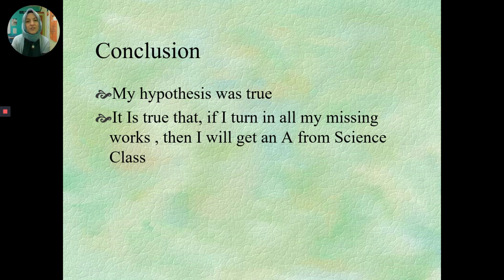Let's form the conclusion. So it turns out my hypothesis was true. It is true that if I turn in all my missing works, then I will get an A from science class. So this whole thing was true, right? It means, yes, I did turn in my missing works, and it turns out I can get an A when I turn in my missing works. Okay? This is just an example of me following the scientific method. You can solve any problem of your choice, any problem you want, by using the scientific method. Okay, I am done here.